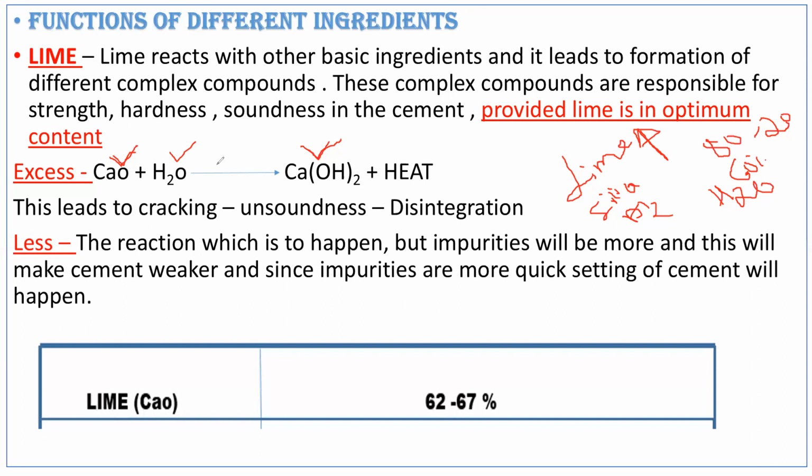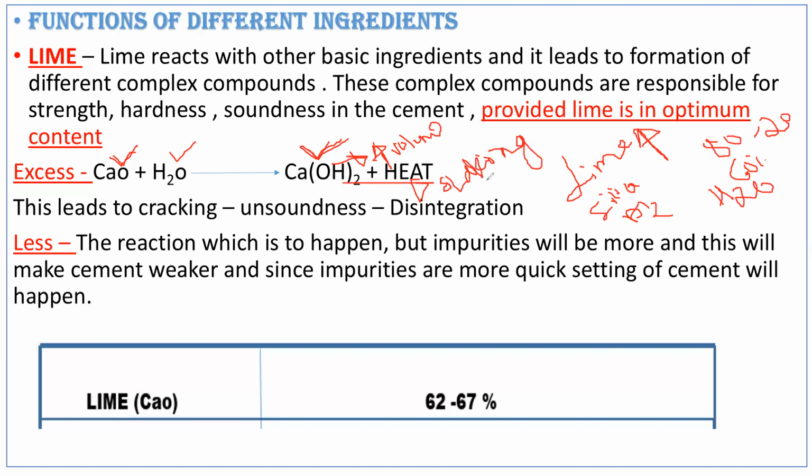Now what is going to happen? This unreacted lime will try to react with the water, and calcium hydroxide is going to form. So this calcium hydroxide will increase the volume of my concrete. This reaction is called the slaking reaction.